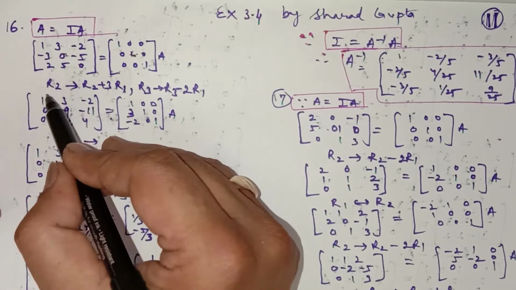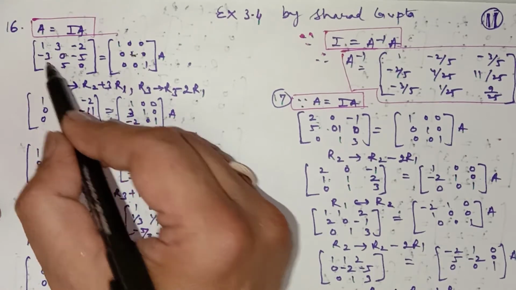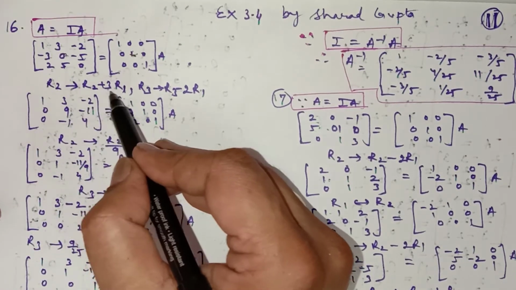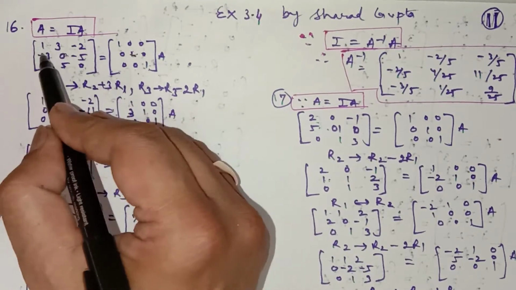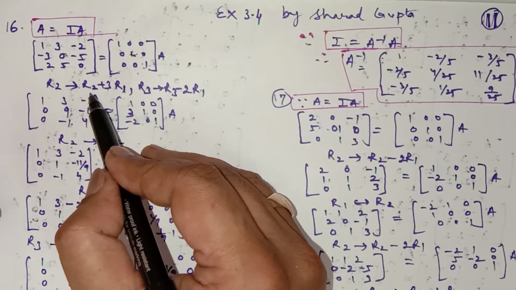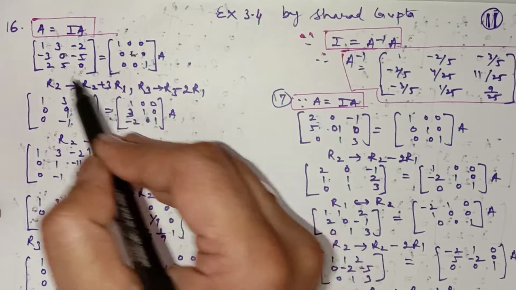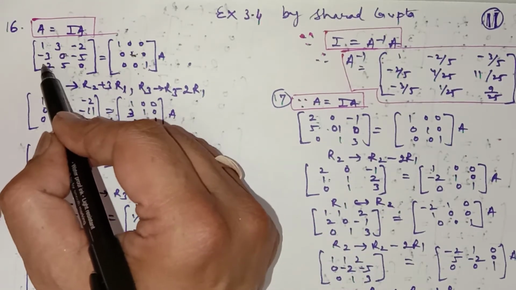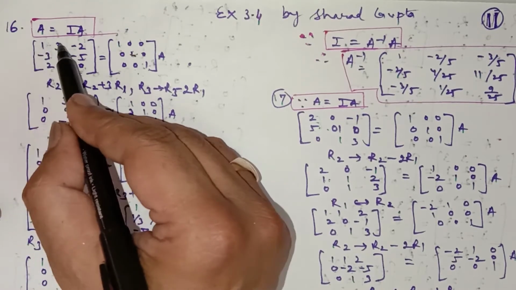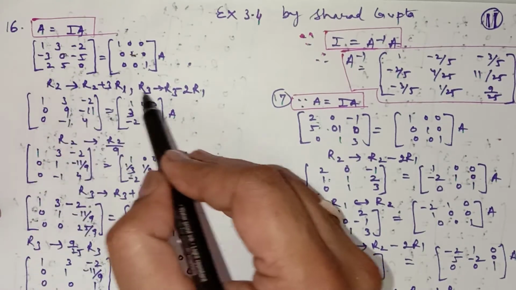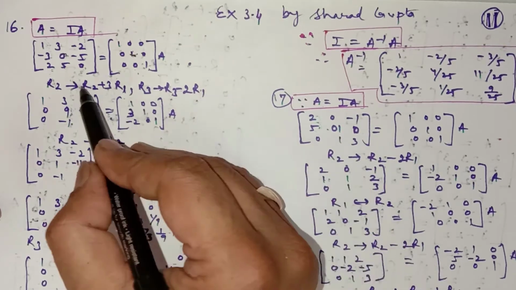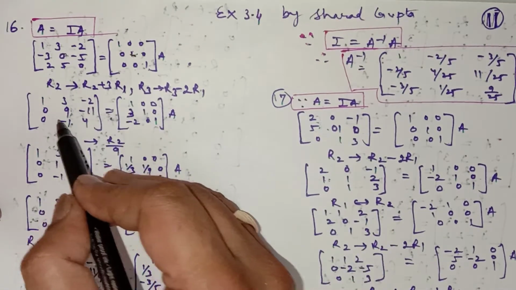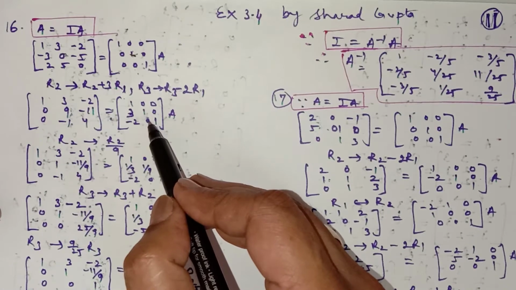So I am using R2 equals R2 plus 3 times R1. I multiply row 1 by 3 and add it to row 2. This is the first step. In the second step, to make this element 0, you multiply R1 by 2 and subtract from R3, so R3 equals R3 minus 2 times R1. Now you have to apply these operations on the left hand side as well as the right hand side, and be careful with your calculations.